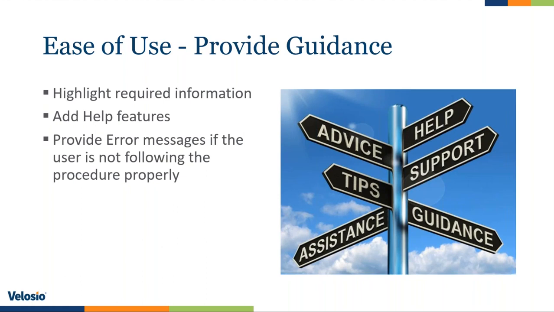Add help features. Give features where with that highlight on a certain field, it'll give them direction on what information is required to add to that field. Provide error messages if the user is not following the procedure properly. If for some reason they forget the procedure of a certain type of service, add some error messages in there. If they go off path, put them right to direct them in the right direction again.